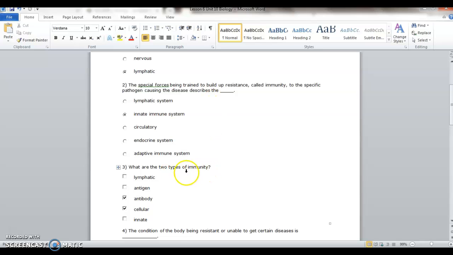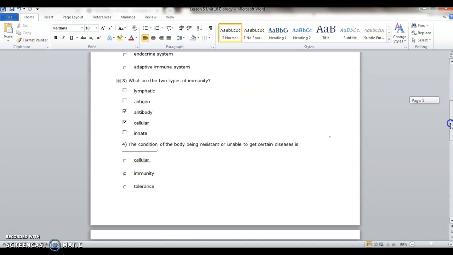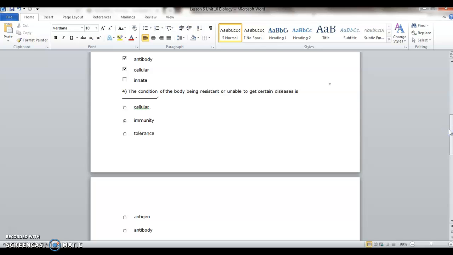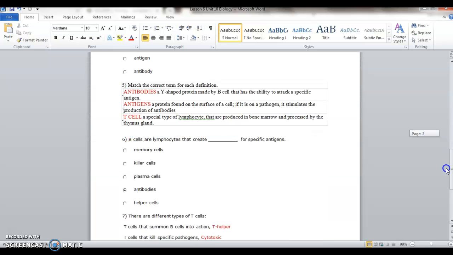Number 3, what are the two types of immunity? We have antibody and cellular. Number 4, the condition of the body being resistant or unable to get certain diseases is immunity. Number 5, we're matching the correct term for each definition. Antibodies, as we said, being the Y-shaped protein made up of B cells. Antigens, a protein found on the surface of the cell. And then T cells, a special type of lymphocyte that is produced in the bone marrow and processed in the thymus gland.